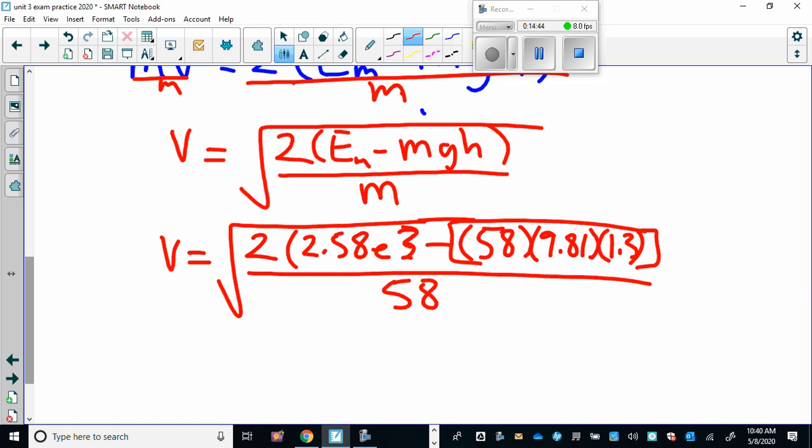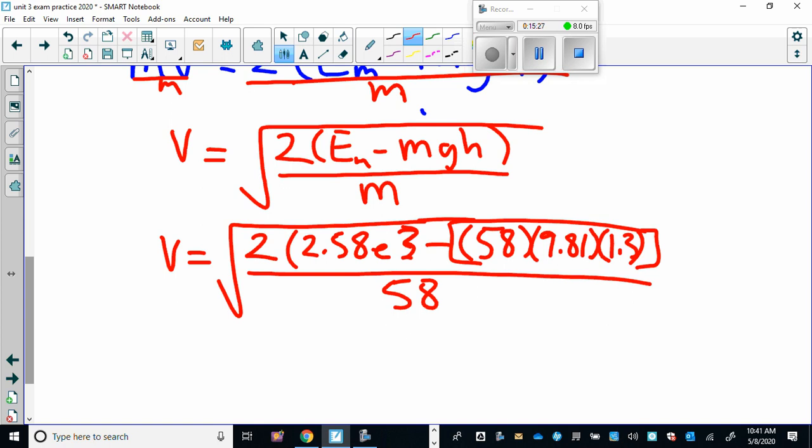This is what I would do. I would go 2.58 E3 minus, and then I will put a bracket, 58 times 9.81 times 1.3, end of bracket, and then I would hit the equal sign, and I would get 1,840, and then I would go divided by 58. So you calculate that answer divided by 58, and I get 31. And then, did I do something wrong here? I would take the square root of that answer. That's not the answer. What did I plug in wrong here?